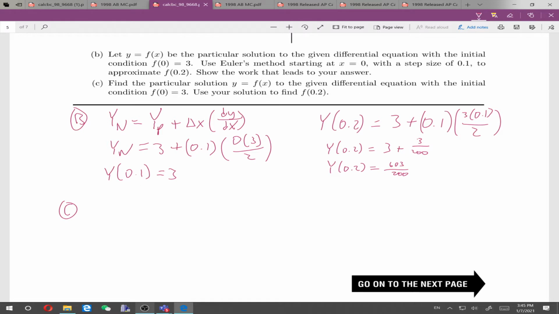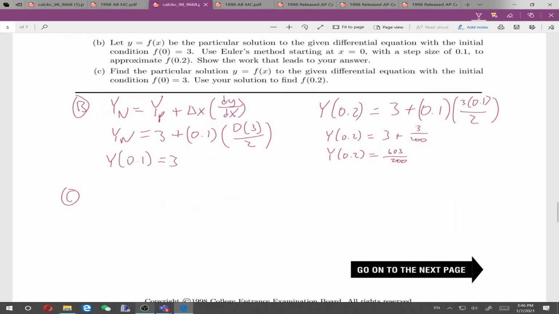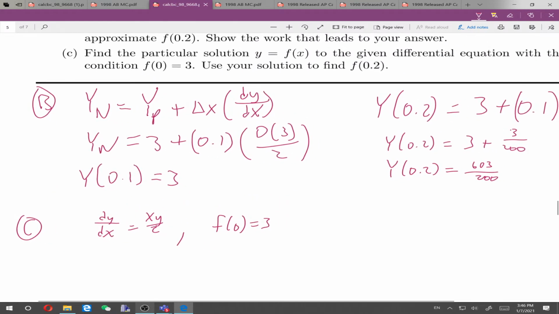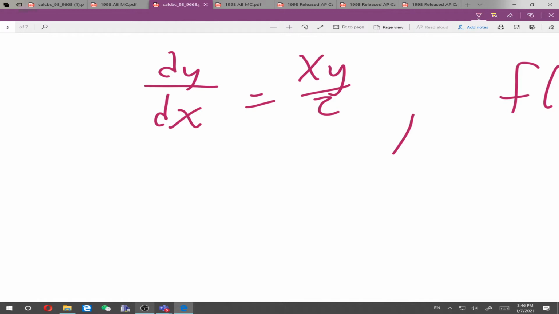And last one, part C. I want to find the particular solution to the given differential equation with the initial condition f(0) equals 3. Our differential equation was xy over 2, so we have dy over dx equals xy over 2, and f at 0 is 3. Find f at 0.2. Okay, so for this differential equation, what's our first step? Eric.